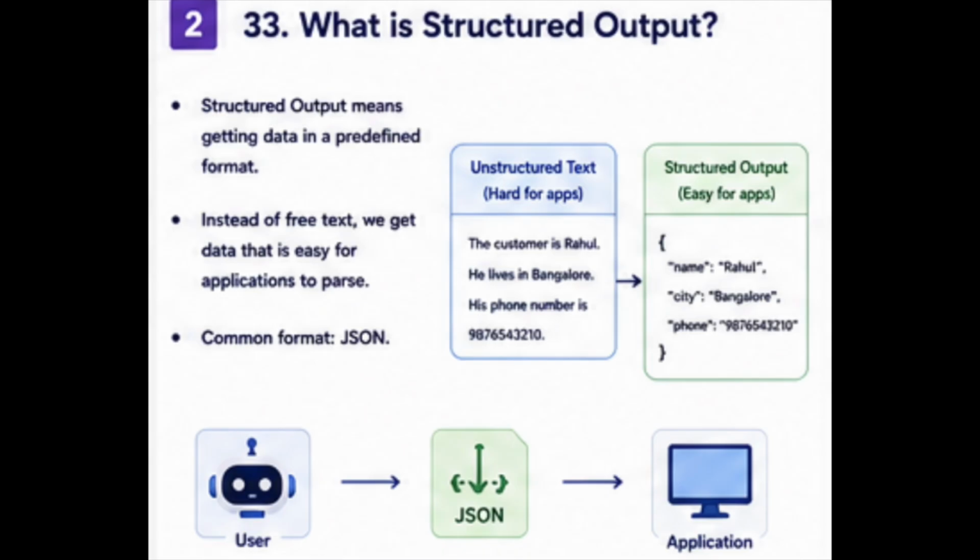But for a Java application, a structured response is much more useful. It will be in the form of JSON, where the key will be name and the value will be Rahul. Again, the next key will be city and the value will be Bangalore. Now the application knows exactly which value belongs to which field. The Java application can deserialize this JSON into a Java object and use it in business logic. So, structured output makes AI responses easier for software applications to consume.